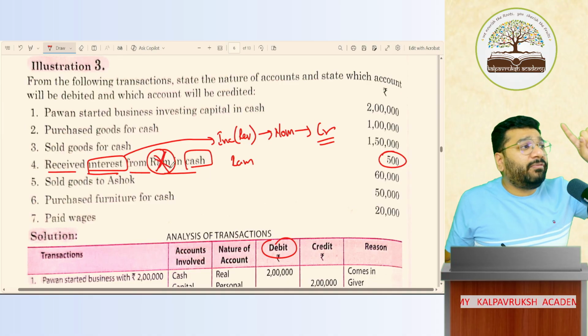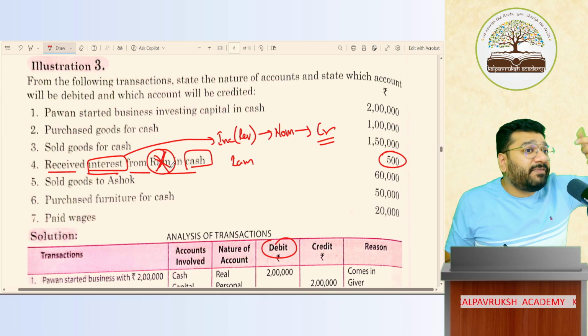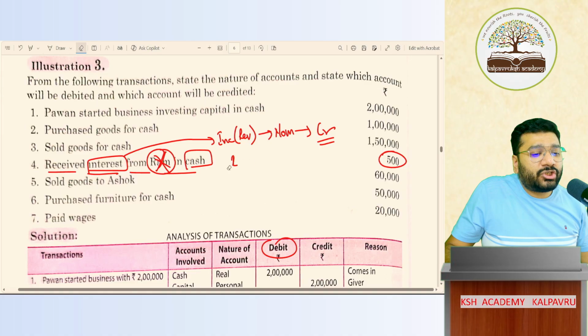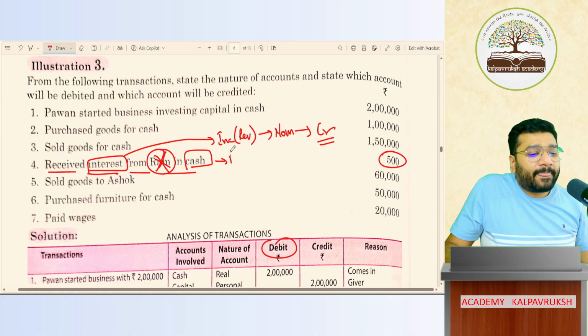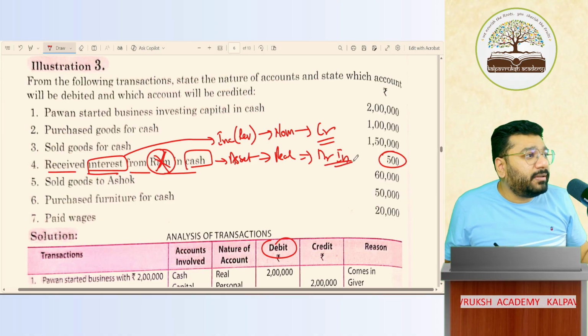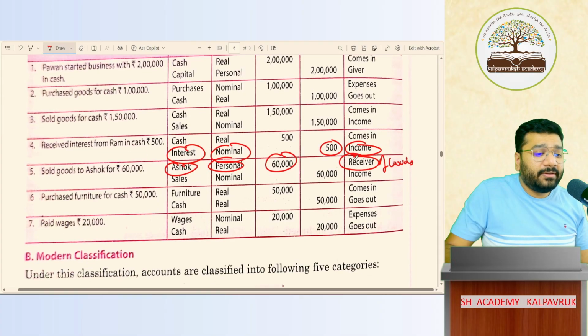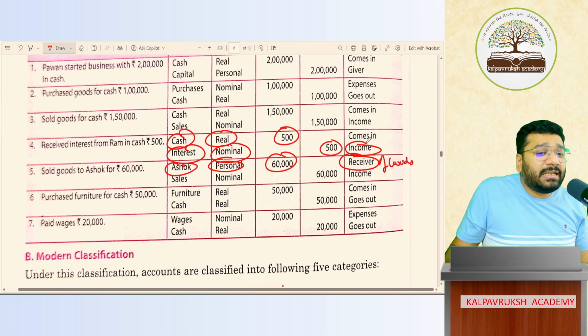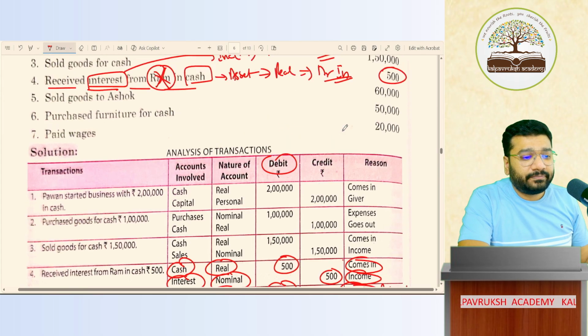Ram account, I don't have to remember because already paisa received from Ram. No need to remember Ram's account. Next is cash. Cash, all of you know this. Asset. Which in the golden rule? Real account. Cash is coming in, so debit what comes in. Cash, real, 500 is coming in, debit side, because debit what comes in.